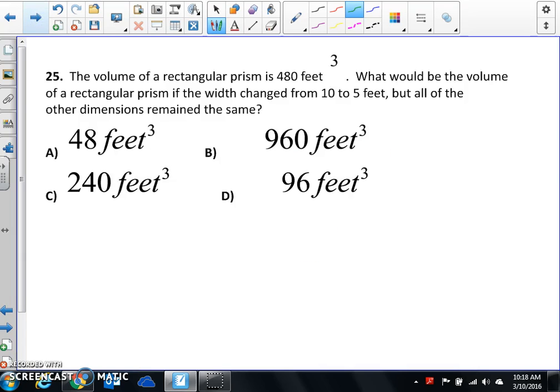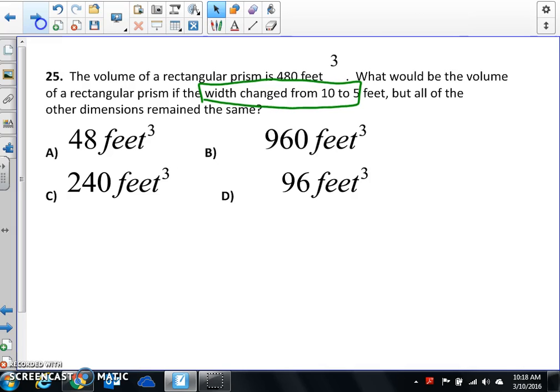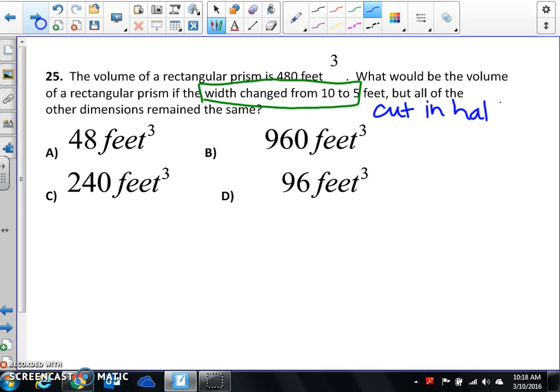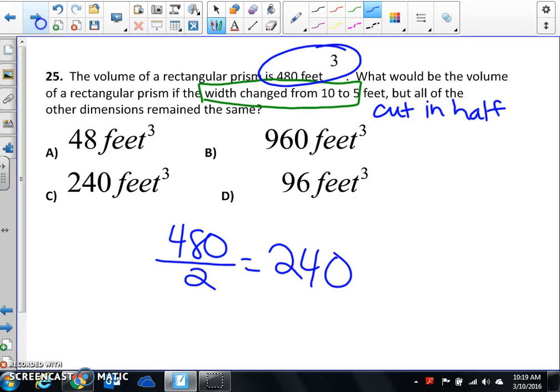All right, the volume of a rectangular prism is 480 feet cubed. What would be the volume of a rectangular prism if the width changed from 10 to 5 feet, but all the other dimensions remain the same? So the width changed from 10 to 5, so it was cut in half, right? Now, if the width was cut in half and they want to know about the volume, then we have to cut the entire volume in half. So 480 divided by 2 gives us 240 feet cubed.